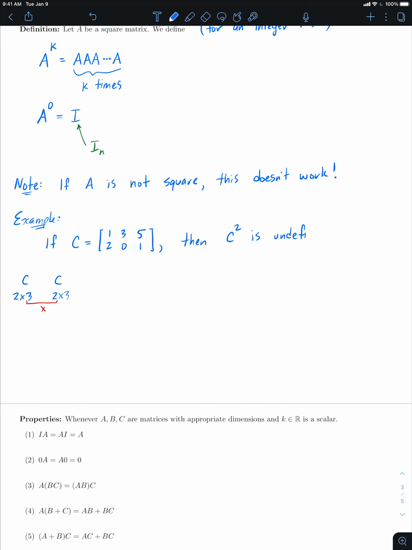And that generalizes to any matrix that is not square. You cannot calculate powers of non-square matrices. It just doesn't make sense.